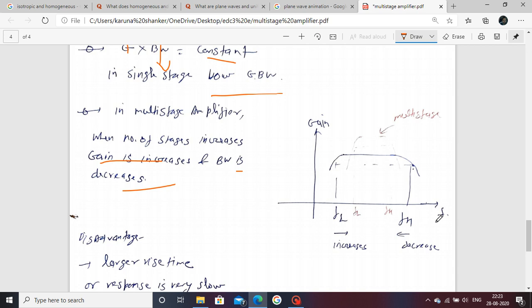This diagram also shows it. Suppose the gain is higher when we use a multi-stage amplifier. Then the bandwidth, which is the range between the lower cutoff frequency and the higher cutoff frequency, decreases. So gain increases and bandwidth decreases. This shows you.